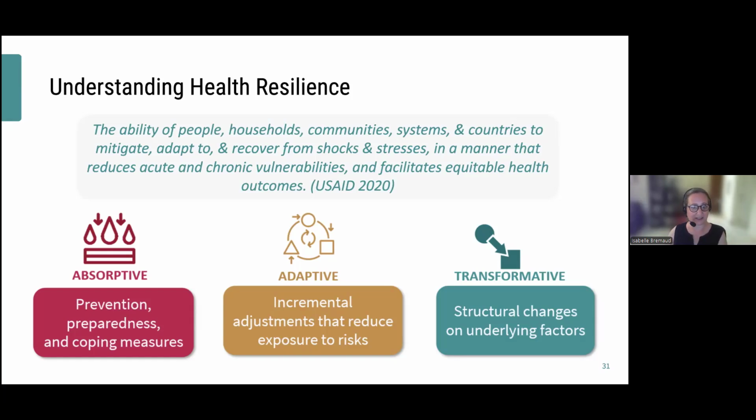So as we discussed with David before, we're talking about shocks and stresses. We are talking about abilities of people, households, community systems. So that means capacities, capabilities. And we are talking about a final outcome and the progress and the improvement of this final outcome. And in our case, on health outcomes, positive health outcomes.